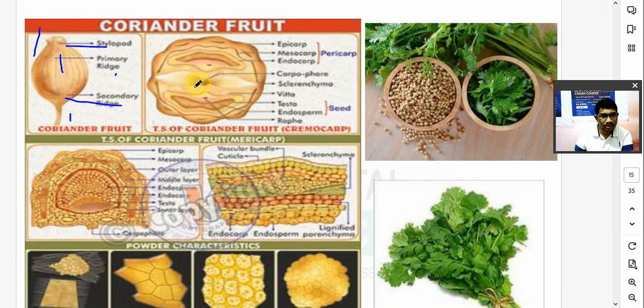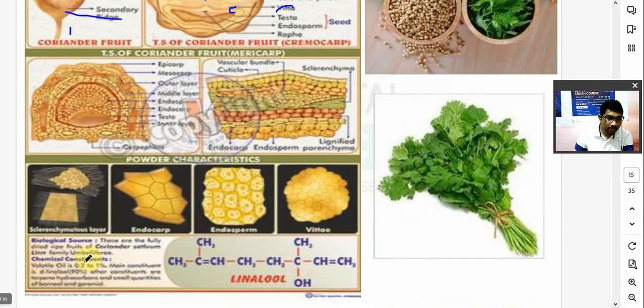If you take a TS of this fruit, कुछ ऐसे दिखेगा. एपिकार्प, मेसोकार्प, एंडोकार्प, ये 3 कॉमन है. उसके बाद में कार्पोफोर, मतलब सेंट्रल जो रहता है, सेंट्रल पोर्शन. So that joins two parts. Then vittae means oil globules, oil containing gland. Endosperm, testa and reproduction. You can see over here, in the vittae you are going to get a volatile oil. Okay?